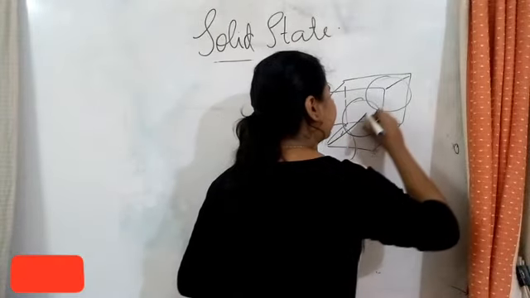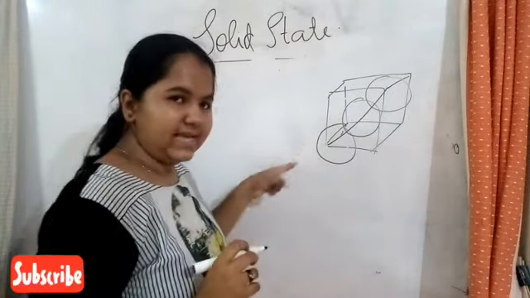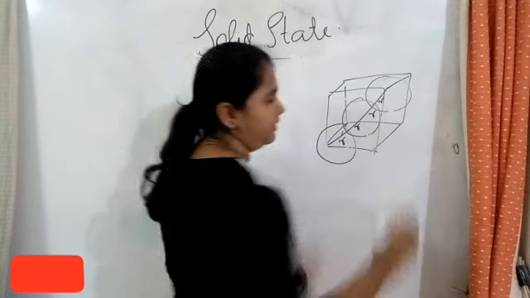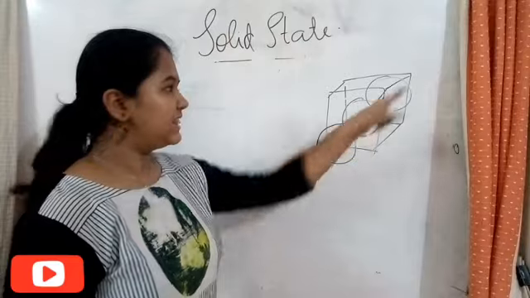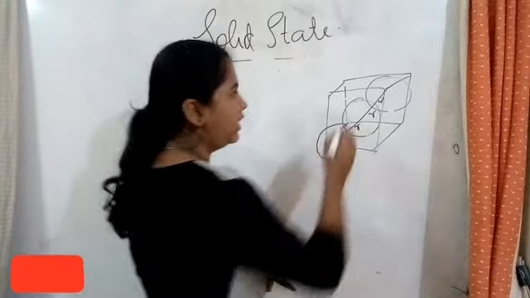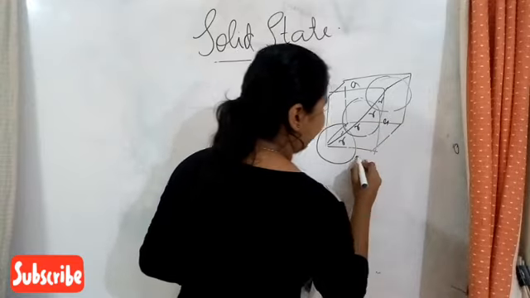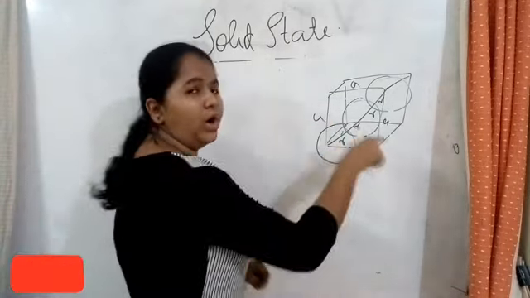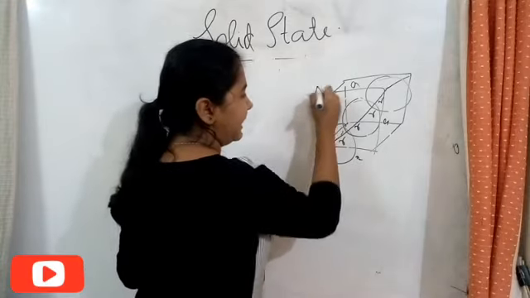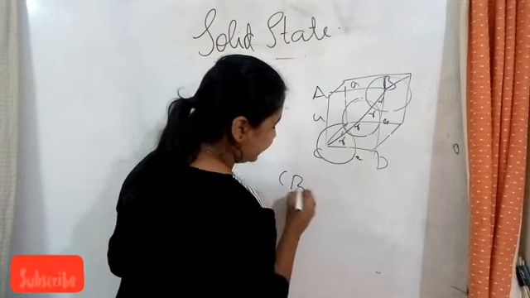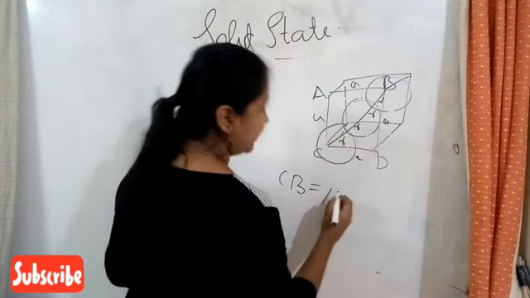So, this length is R plus R plus R plus R. Am I right? This length is supposed to be the hypotenuse. We know A. So let's find out the length first. Let's name this A, B, C, D.